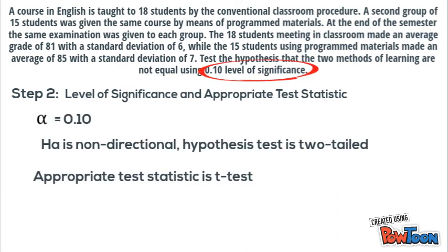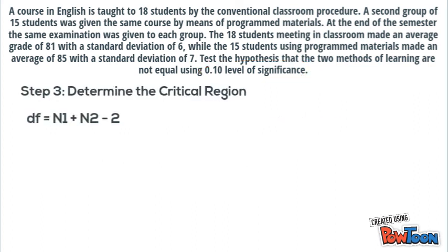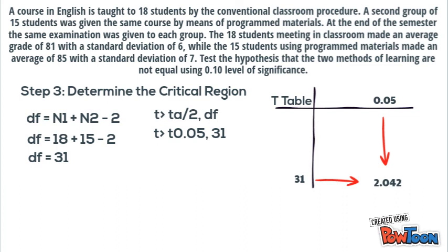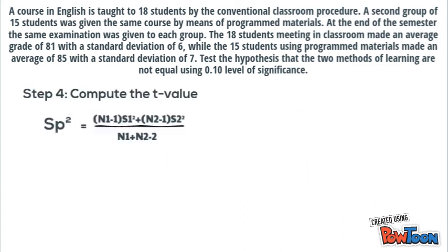HA is non-directional and the hypothesis test is two-tailed. Step 3. Determine the critical region. To get the t, we first need to know the df, then locate, so t is greater than 2.042. Step 4. Compute the t value.